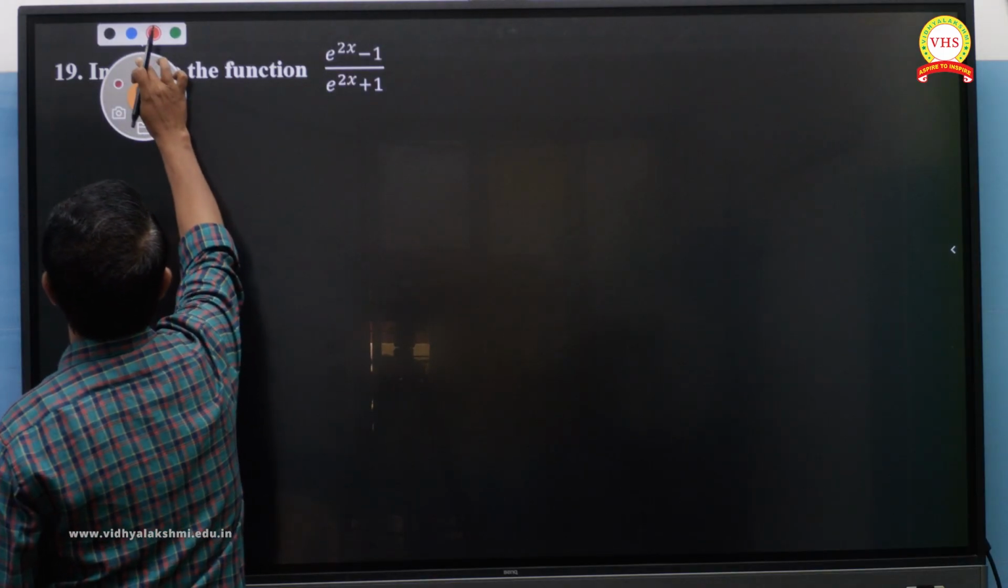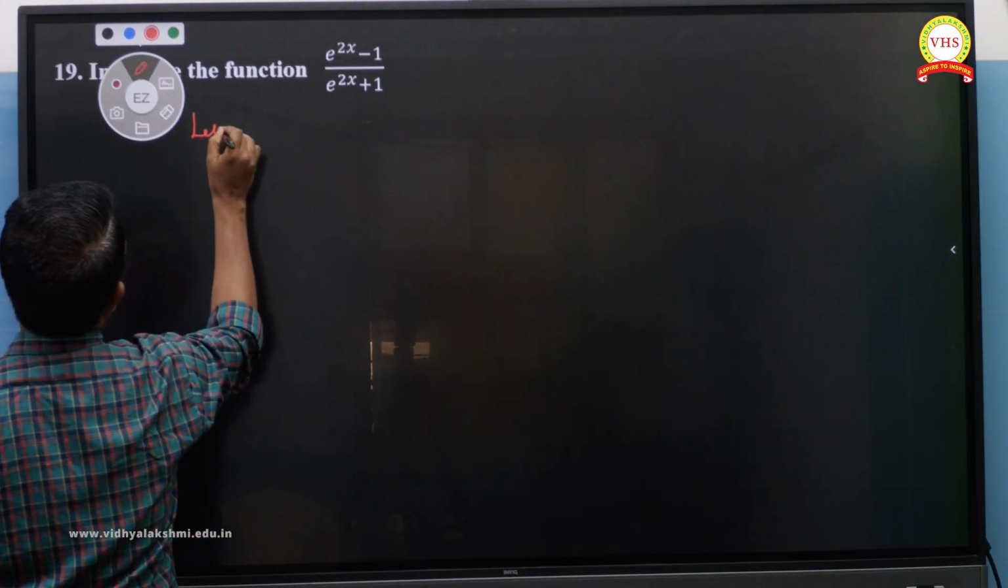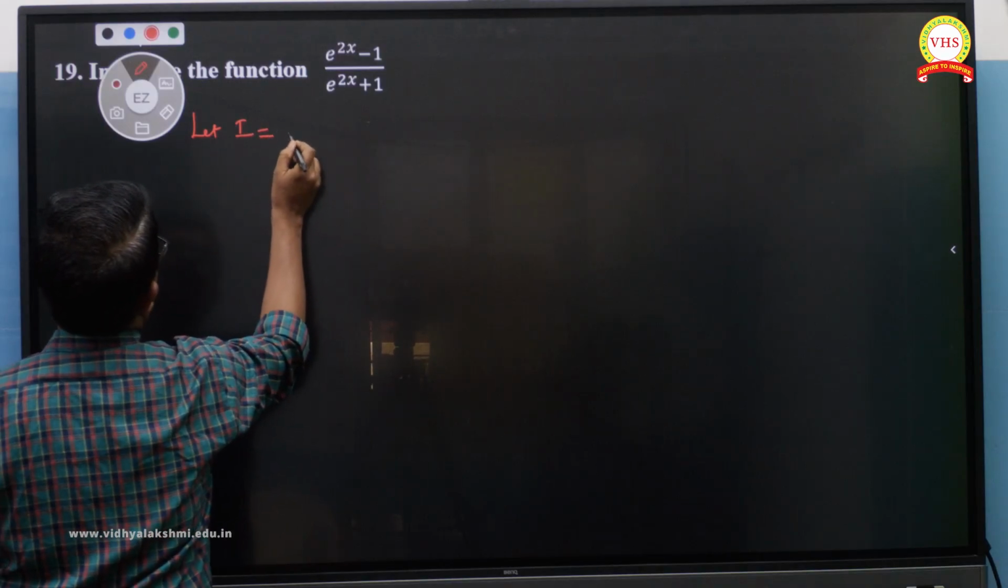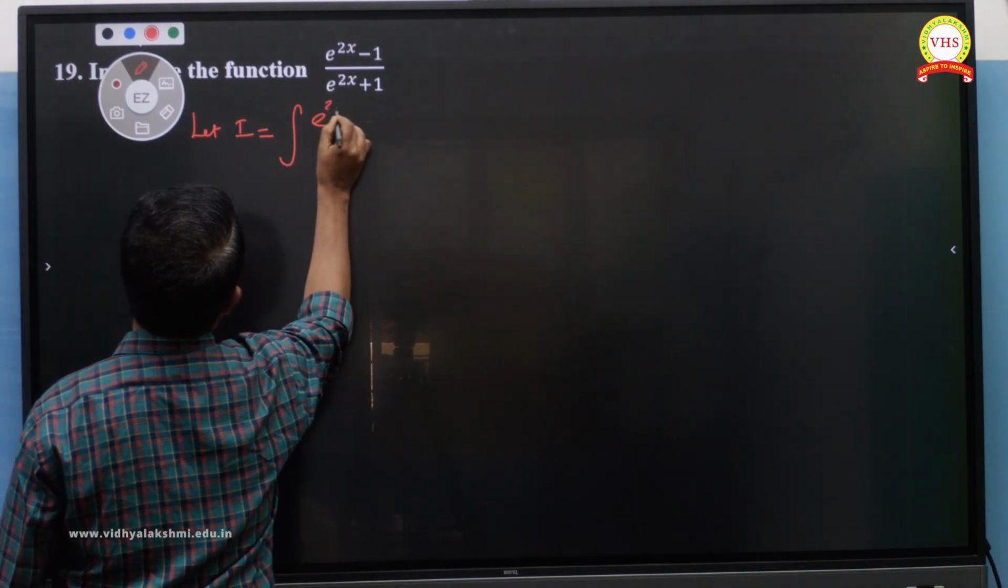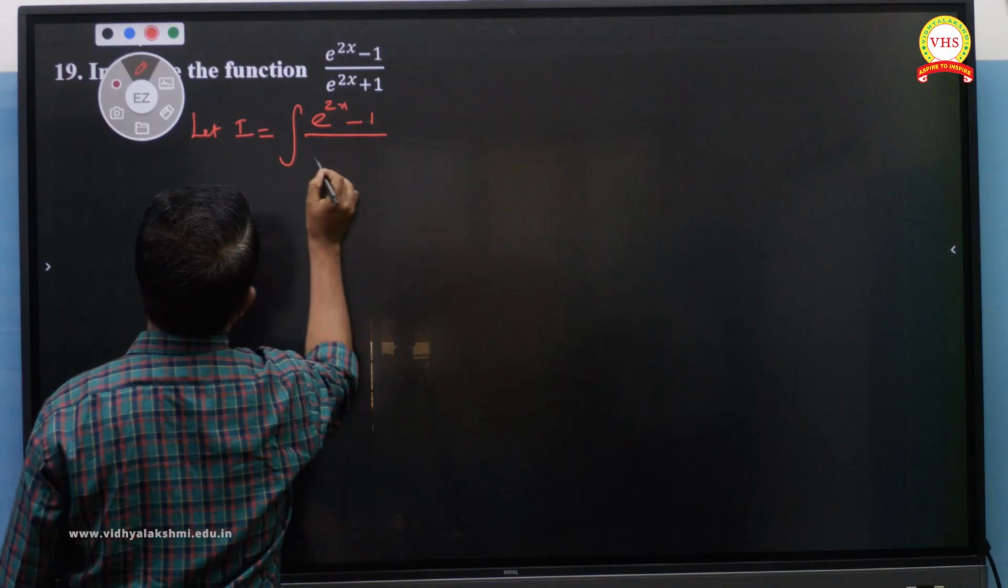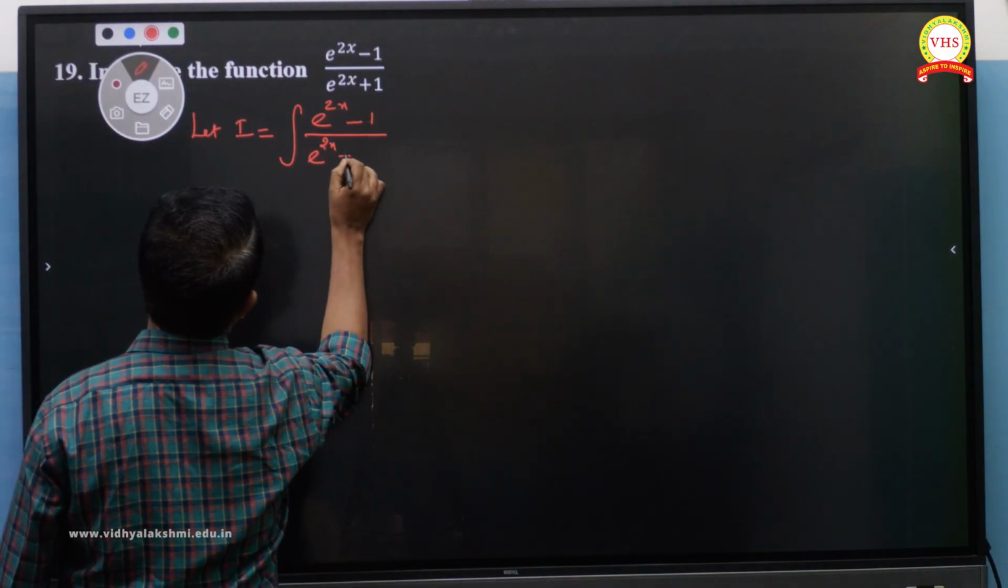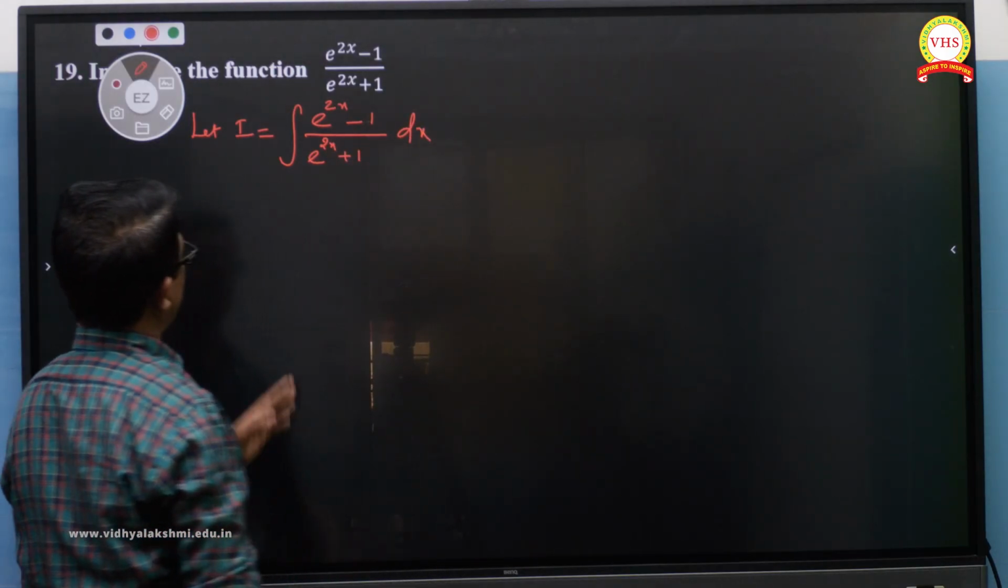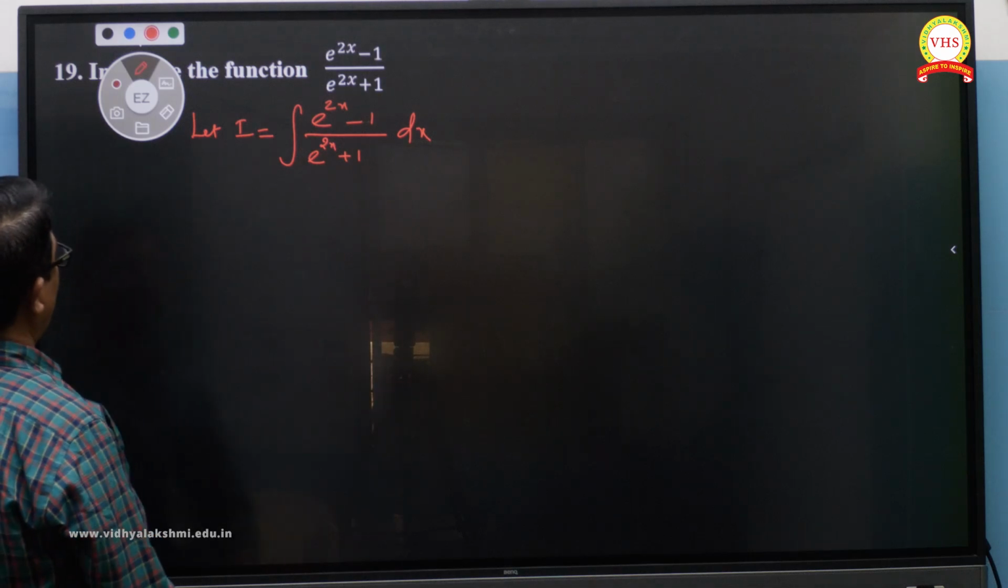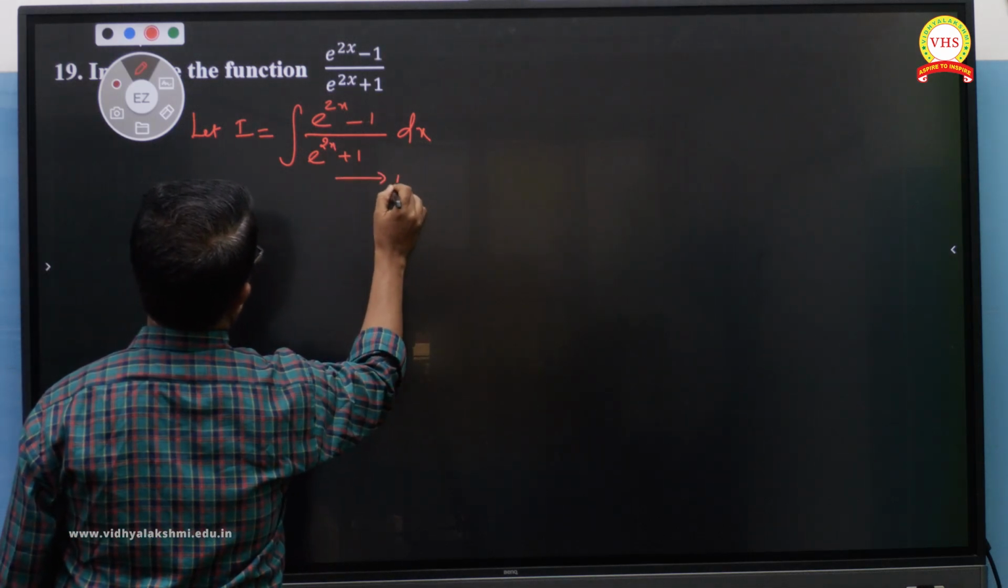Okay. Now let I equal to the integral of (e^(2x) - 1) divided by (e^(2x) + 1) dx. This question, the next question, uses the same method. We may call this equation number 1.